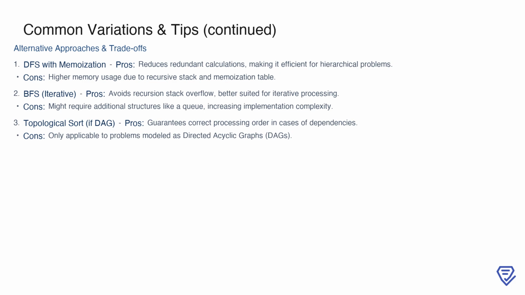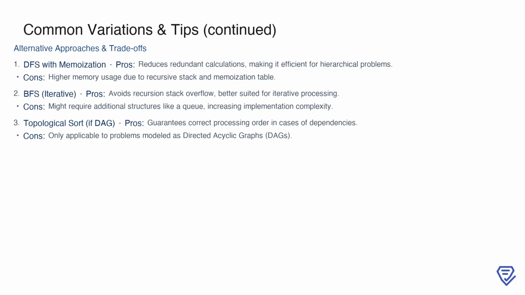Breadth-first search, implemented iteratively, is another strong option. It eliminates the risk of a stack overflow associated with recursion and is particularly effective for iterative processing. That said, it may require additional data structures, such as queues, which can make the implementation slightly more complex.